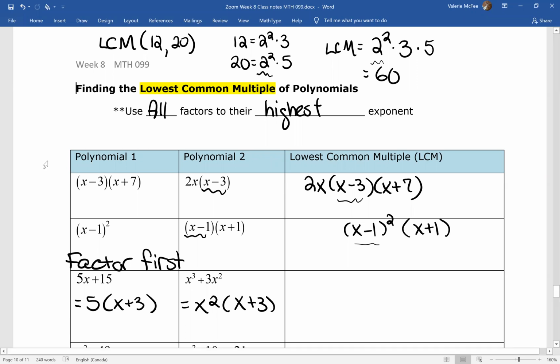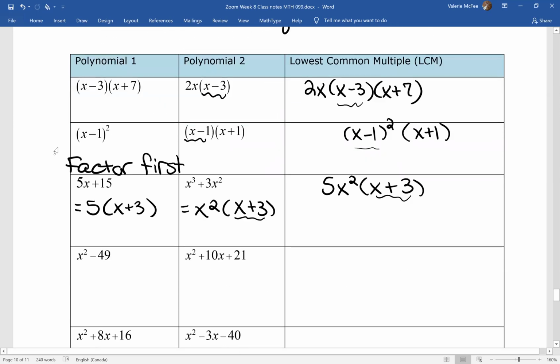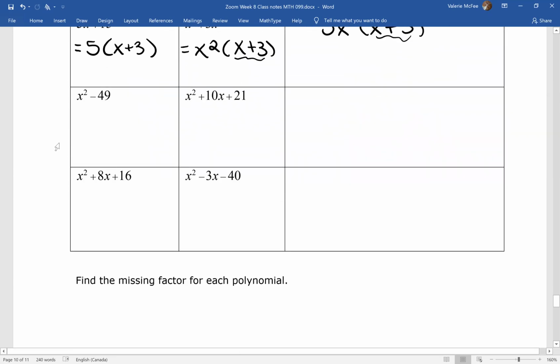So our first polynomial needs the factors of 5 times x plus 3. Our second polynomial needs x plus 3. We already have it. It also needs x squared. Well, we usually write that as 5 times x squared. There's our lowest common multiple. See if you can do the next two.